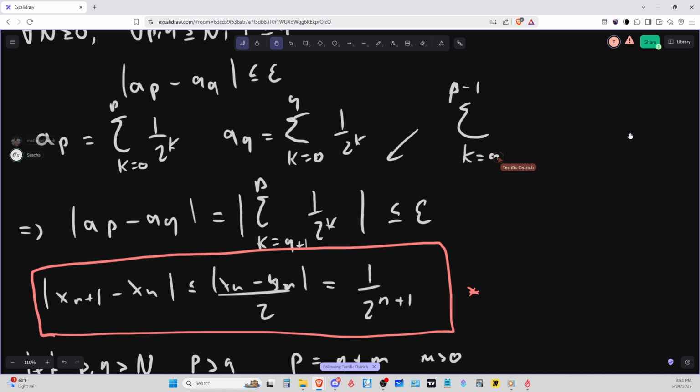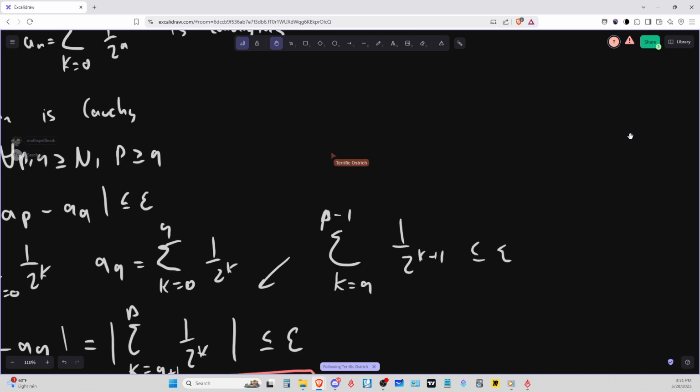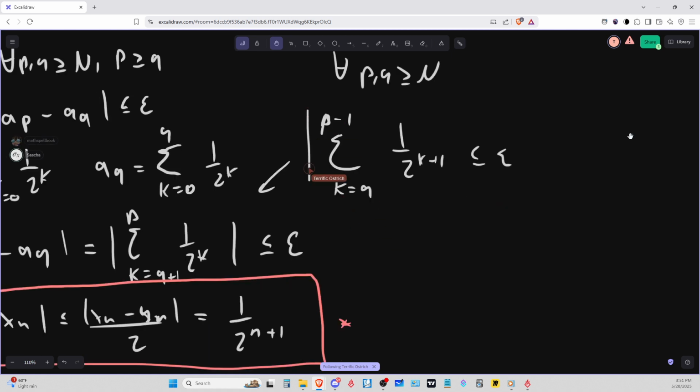K is equal to q. But now I have 1 over 2k plus 1. So this guy we know is less than epsilon, right? For every choice of p and q which are bigger than n. And if I have that, then I'm done.